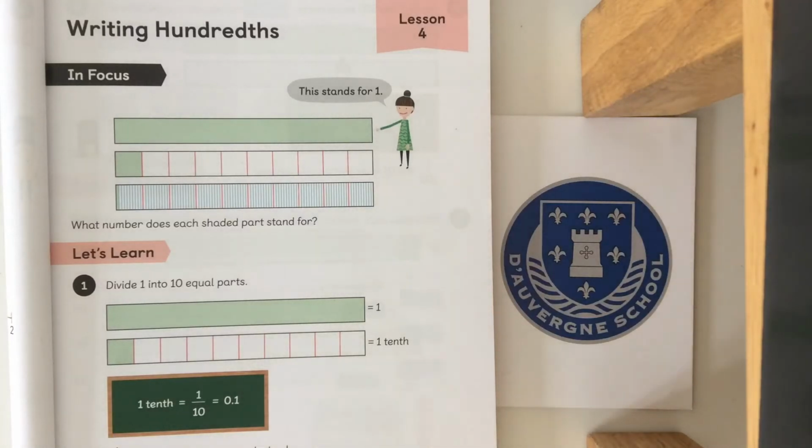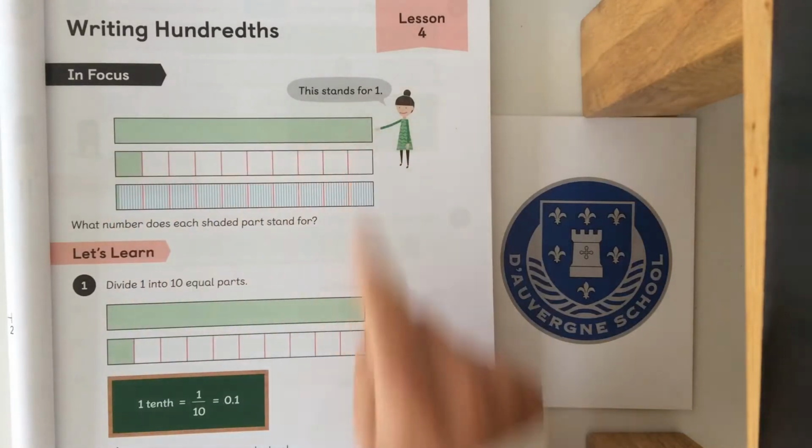Hi Van. So we are now moving on to lesson 4, which is writing hundredths. We've already done 3 lessons on writing tenths. Now we're moving on to hundredths, which is going to be a bit of a clue for our in focus task. It says, this whole bar stands for 1.